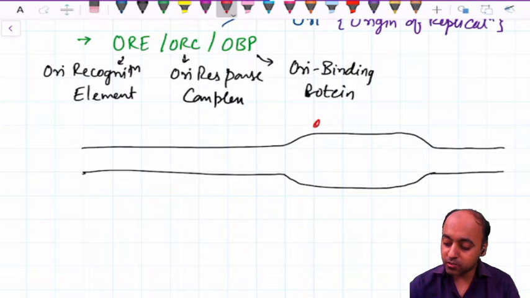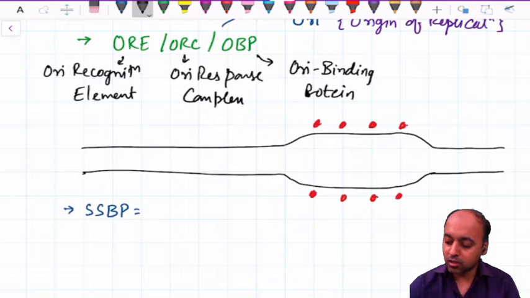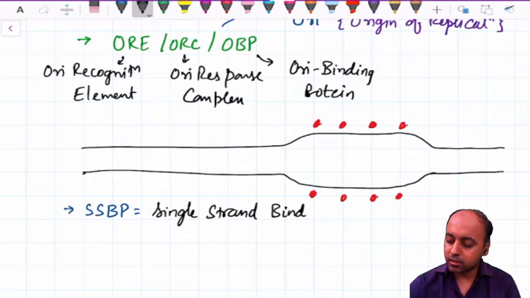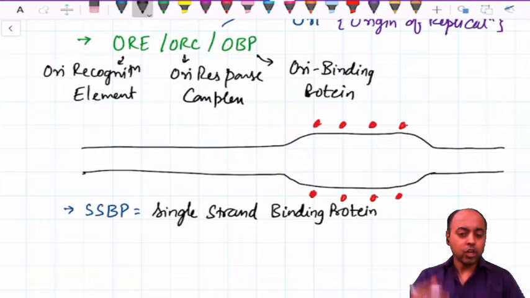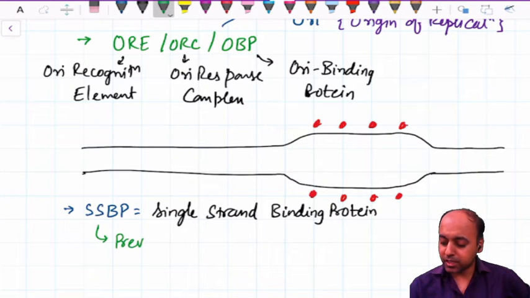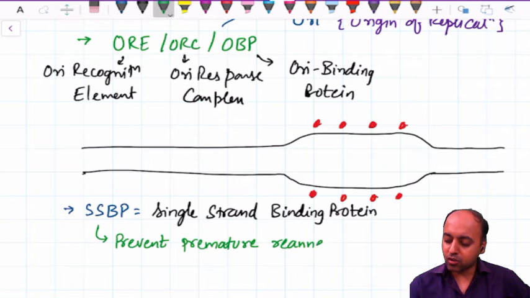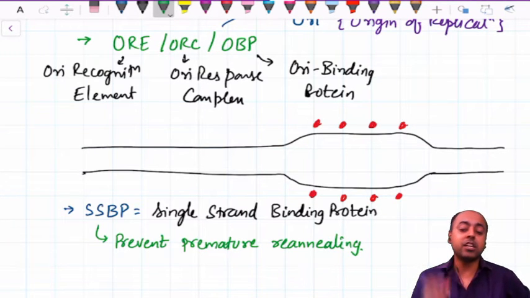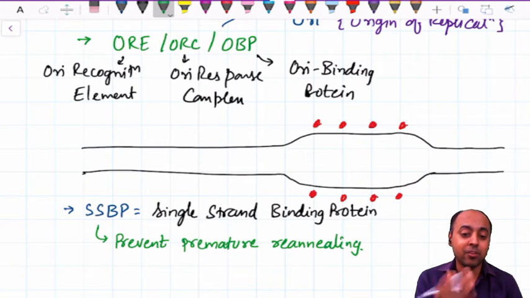So once this separation is achieved, we bring in some new molecules. These new molecules are known as SSBP. SSBP stands for the single strand binding protein. All right. So we have the SSBP, which will get attached to the two separated strands, and the function of this SSBP is it will prevent premature re-annealing. Until our process of replication is completed, it will try to prevent the rejoining of these separated ORI strands. So we call it re-annealing. So it will prevent the premature re-annealing.